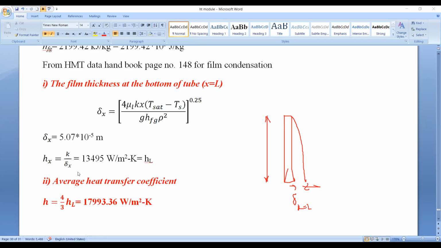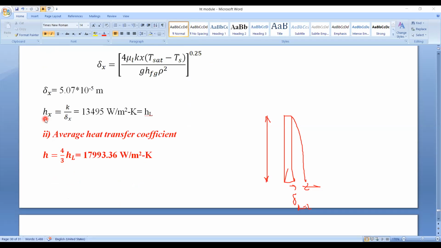Okay. Now the value of local heat transfer coefficient hx equals k by delta x. So it is 13495 watt per meter square kelvin. So this is the value of the local heat transfer coefficient at the bottom, which is nothing but hL only, because x equals L.